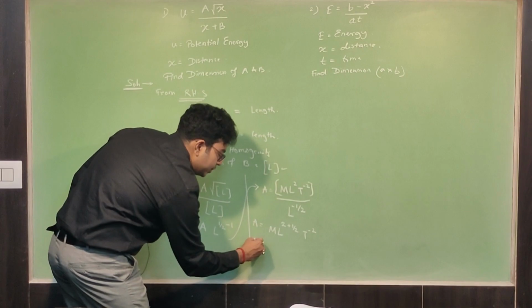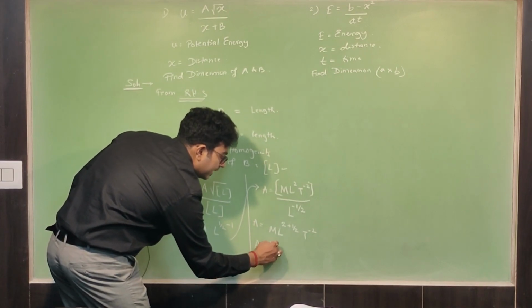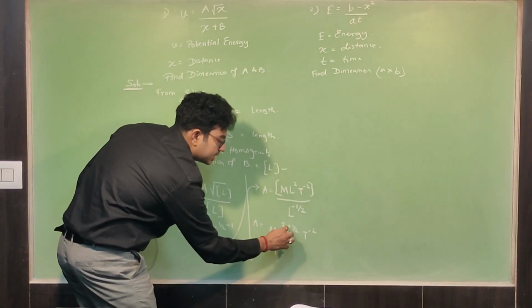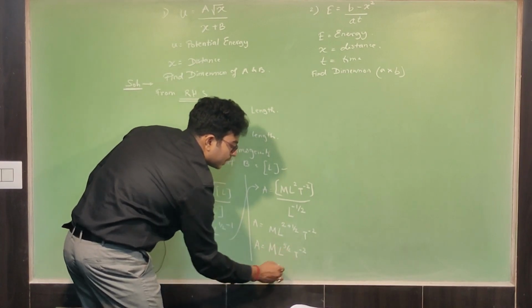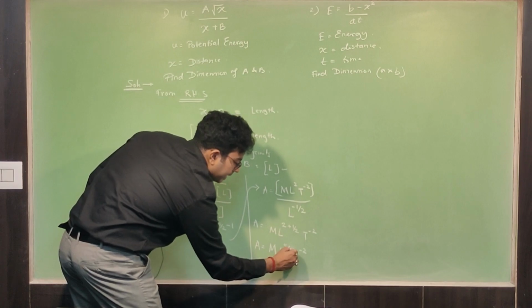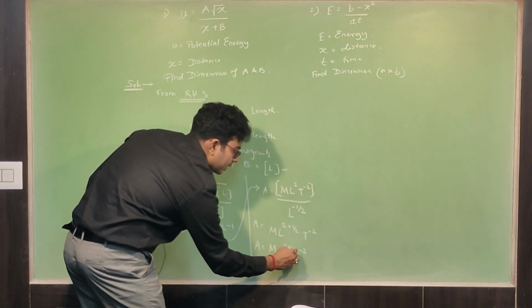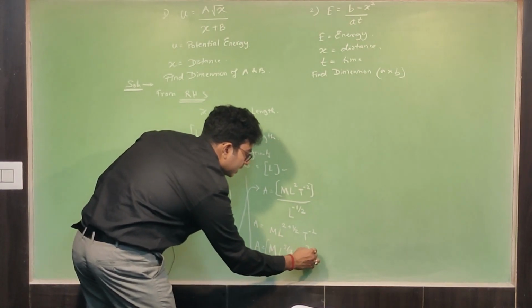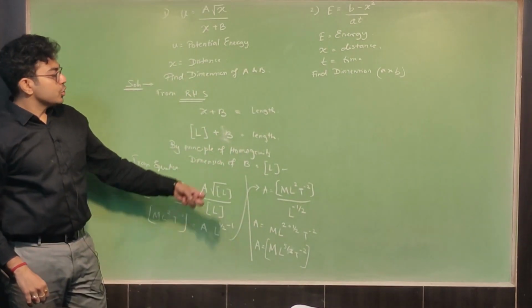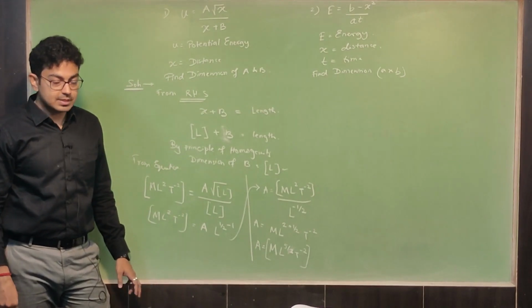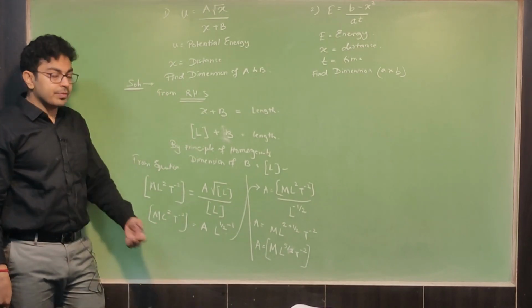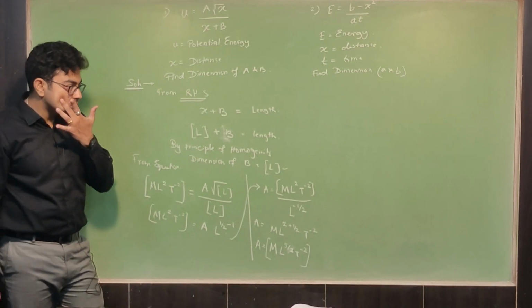right? So you are getting dimension of A will be m L to the power 5 by 2, t square. So this is the dimension of A. So dimension of B and dimension of A we have found out. Is that clear? Please take a note of this entire numerical.